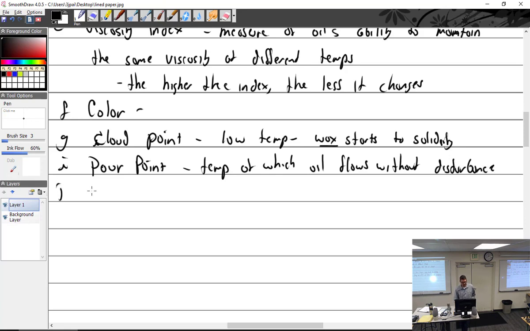Obviously, we need something that has good chemical stability. It resists oxidation, which is also another word for coking or breaking down. So it resists oxidation, coking or breaking down.